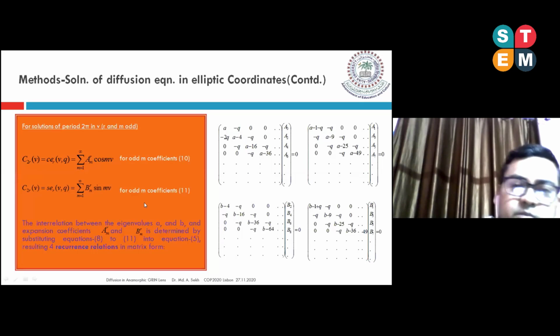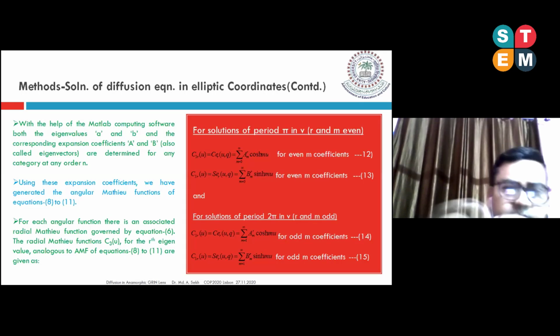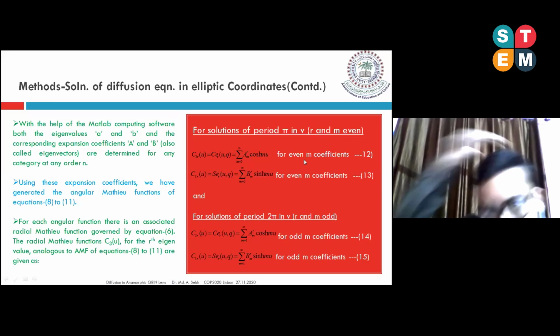When we put some boundary conditions on the earlier four equations, we get these four sets of recurrence relations. With the help of these recurrence relations, we first calculated the angular function. Using these expansion coefficients, we again generated the radial Mathieu function, which is denoted by C3. And C3 has two parts, dependent on R and N values.